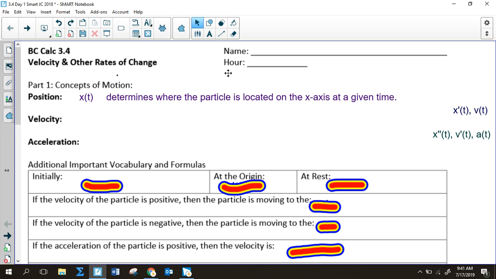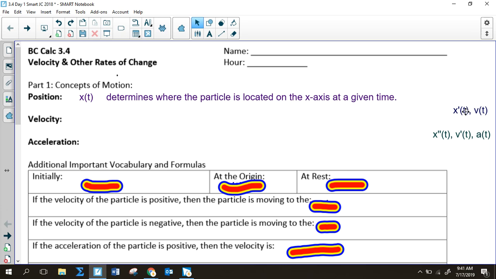And when we're talking about this, we're talking primarily about a particle that's moving along the x-axis. So if the particle is moving along the x-axis, then the position, which we usually call x of t, determines where the particle is located on the x-axis at any given time. So think of something moving just right or left, and then you substitute a time in and it'll tell you exactly where it is moving right or left.